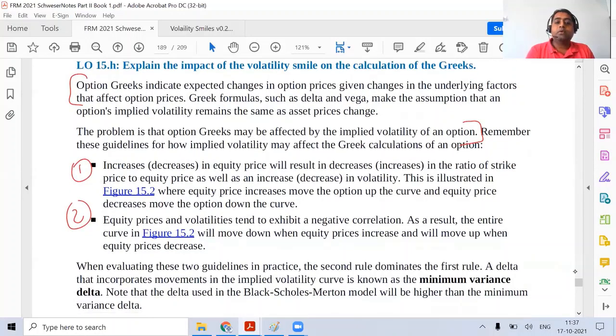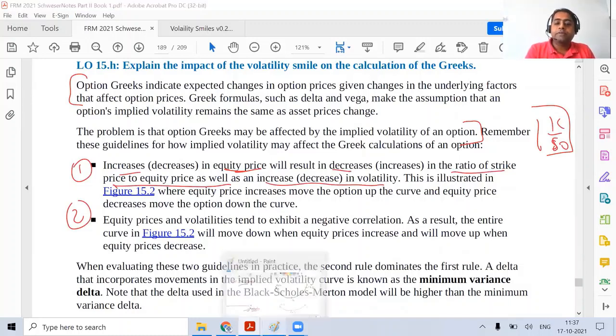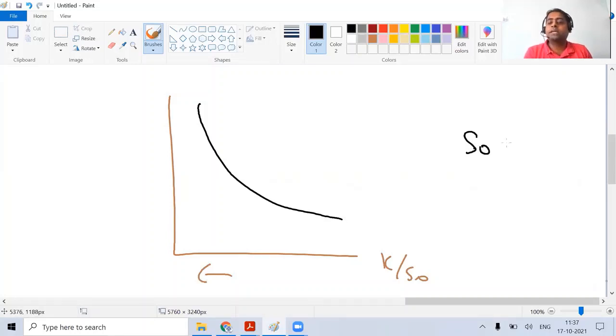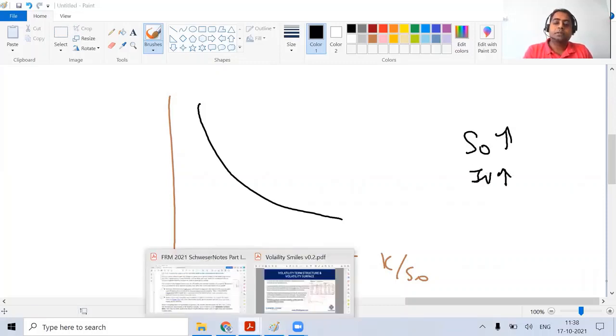Now, remember the part K by S0. An increase in equity price will lead to a decrease in the ratio of strike price divided by equity price, as well as an increase in volatility. What does it mean? When we look at the diagram, this is K by S0. When your S0 is very high, your equity is very high, that means you're on this lower side, right? For the equity option, the implied volatility diagram was like this. That means when your S0 is increasing, your implied volatility is also increasing. That is being covered over here.